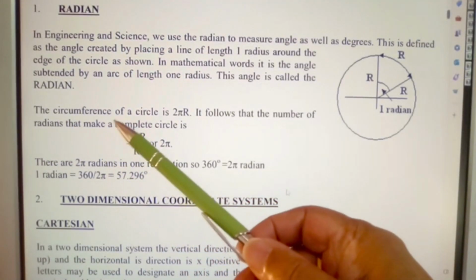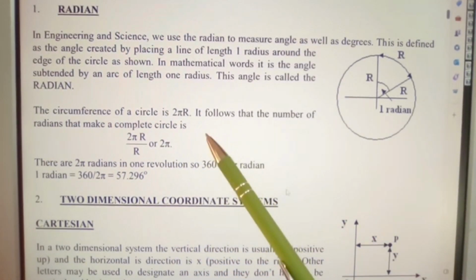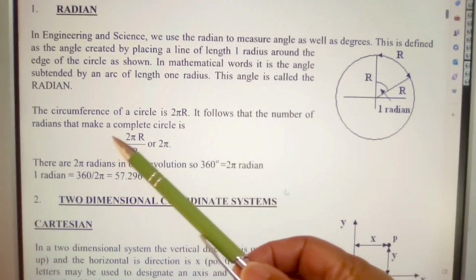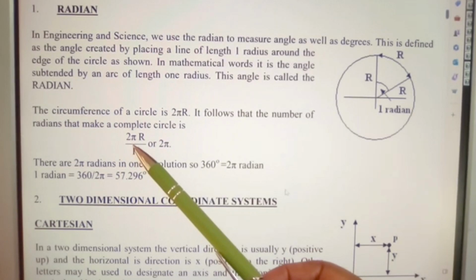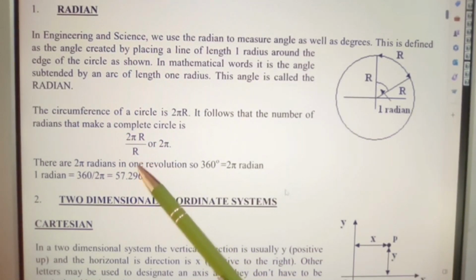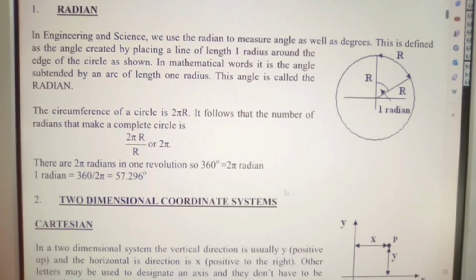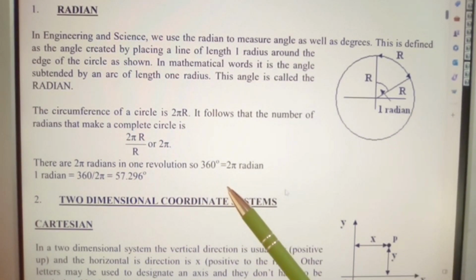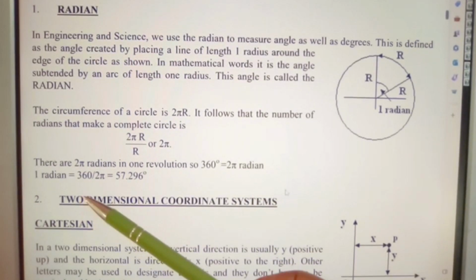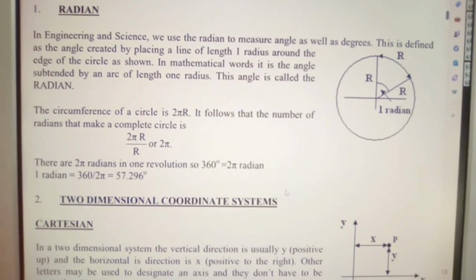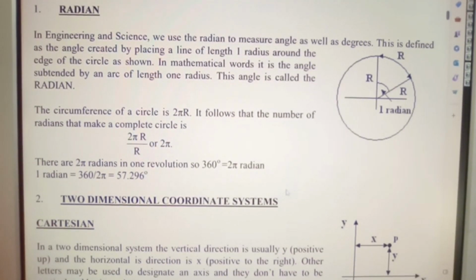The circumference of a circle is 2 pi r. It follows that the number of radians that make a complete circle is 2 pi r over r, or 2 pi. There are 2 pi radians in 1 revolution, so 360 degrees equals 2 pi radians. 1 radian equals 360 divided by 2 pi, which equals 57.296 degrees.